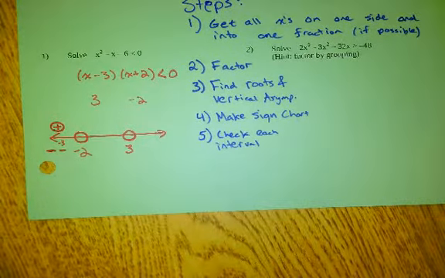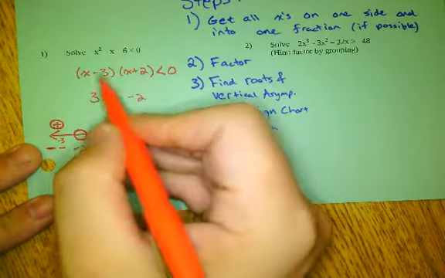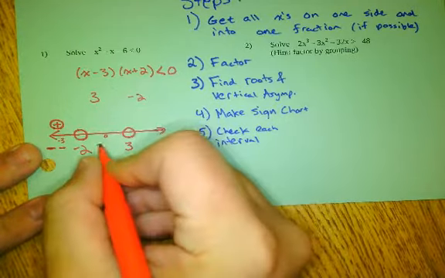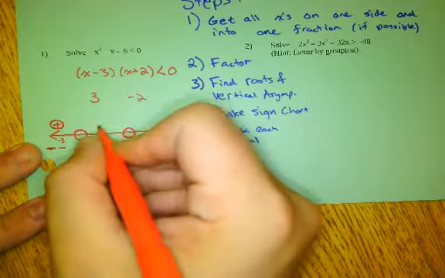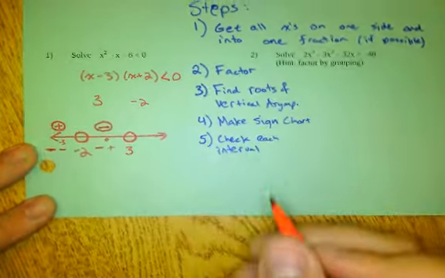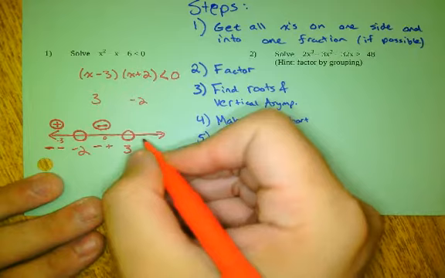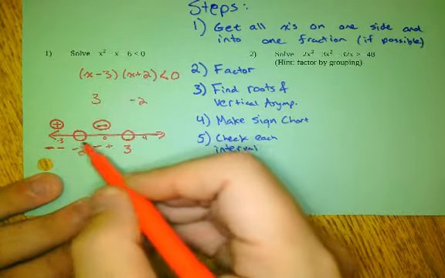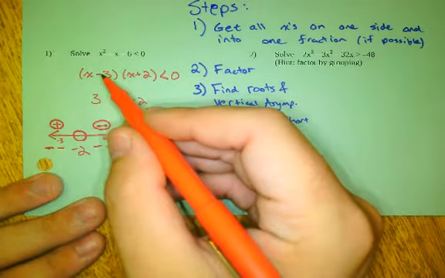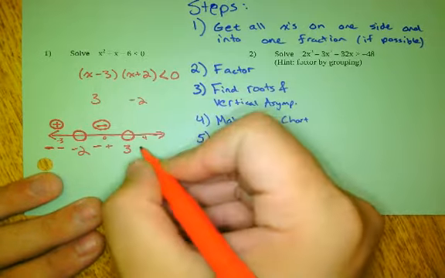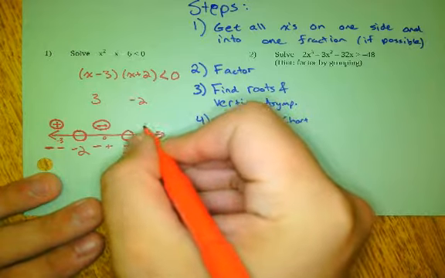What's the number to pick between negative 2 and 3? If you get a chance to pick 0, you've got to pick it. So let's pick 0. 0 minus 3 is negative. 0 plus 2 is positive. What's a negative times a positive? It's a negative. And what's the number that's after 3? I'll pick a 4. You don't need to write these numbers down. I'm just doing it for the sake of notes so you understand that I'm not just picking random things. 4 minus 3 is positive. 4 plus 2 is positive. So this is going to be positive.